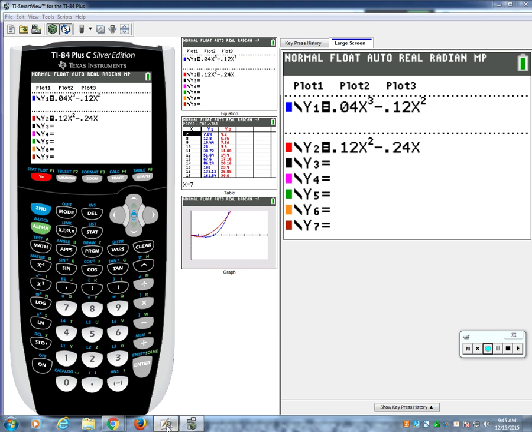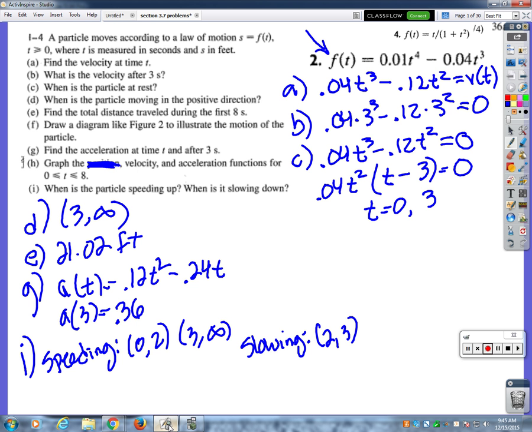It's speeding up at an increasing rate, which is faster. If the velocity and the acceleration are both negative, that means it's speeding up. I get that. We're kind of doing that right now with our calculus.